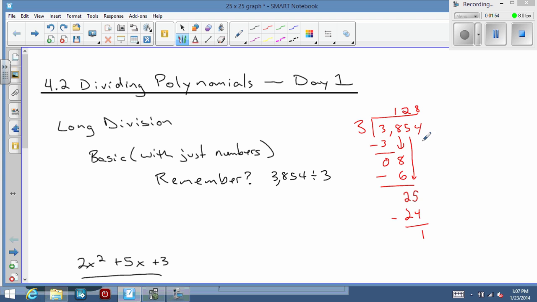Now there's no more numbers. So if we bring down 4, 3 goes into 14 4 times. That gives us 12. And then we subtract 14 minus 12 to get 2. Now there's no more numbers to bring down, and 3 does not go into 2, so 2 is our remainder.